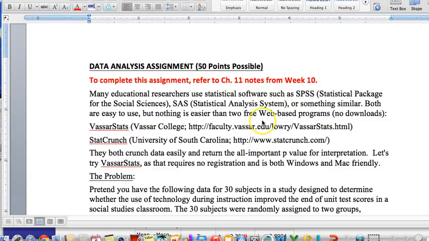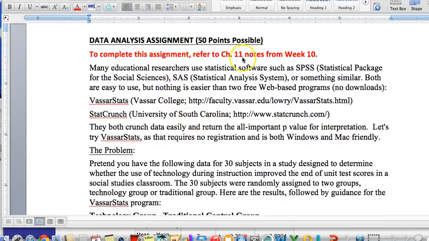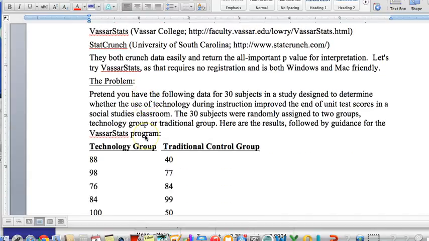What we're going to do is a t-test, which is a way to compare means of two different groups. To do that, first of all, be sure you look back at Chapter 11 notes from Week 10. It will help you with the interpretation. Then there are two websites that will help you crunch the numbers. You don't have to do it by hand. It's Vassar Stats or StatCrunch, and we're going to use Vassar Stats in this example.